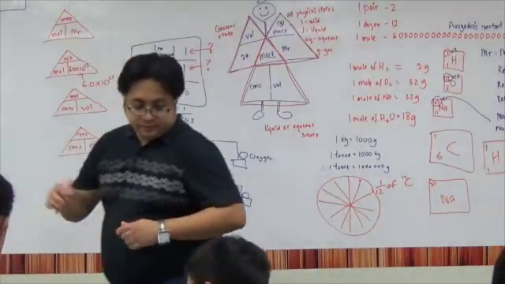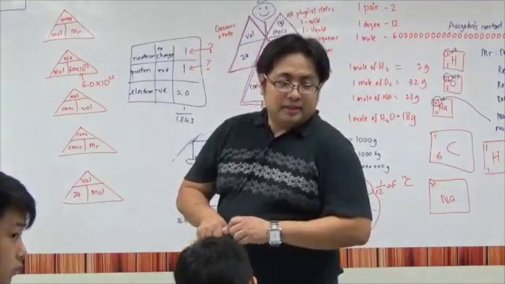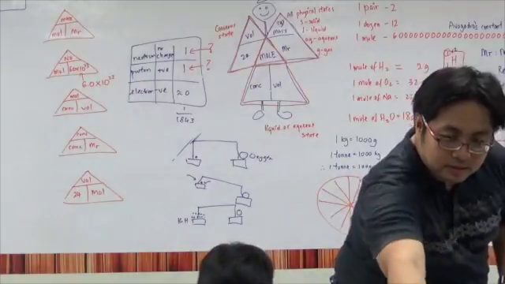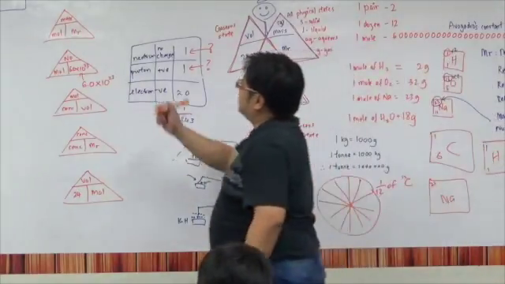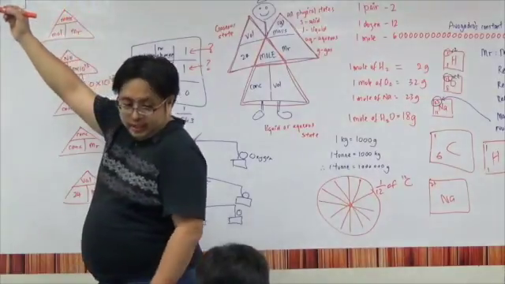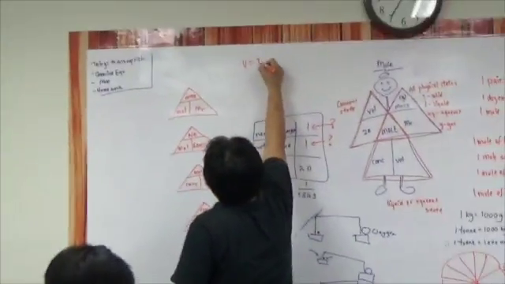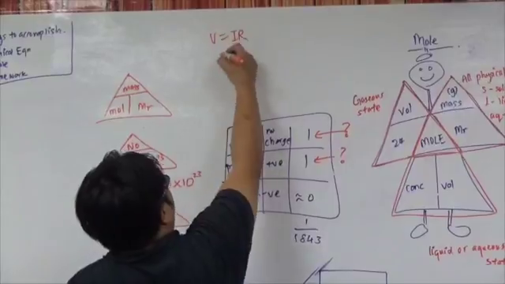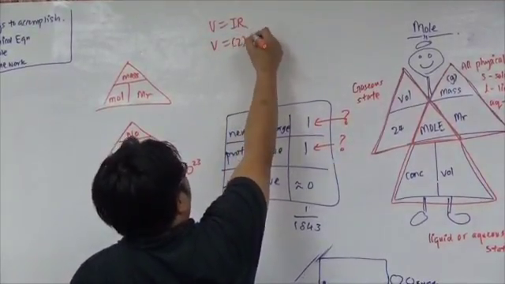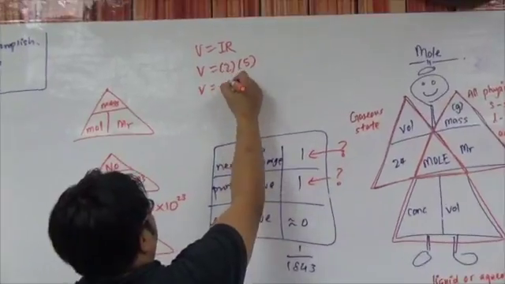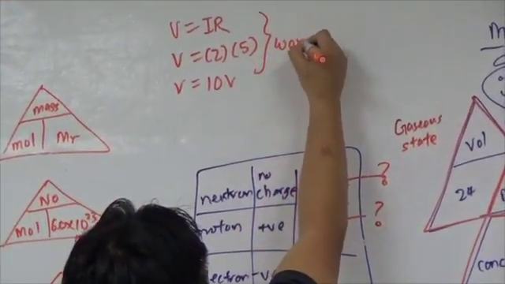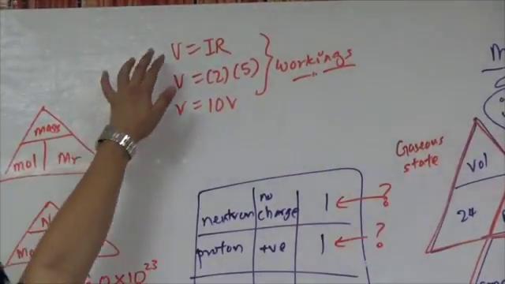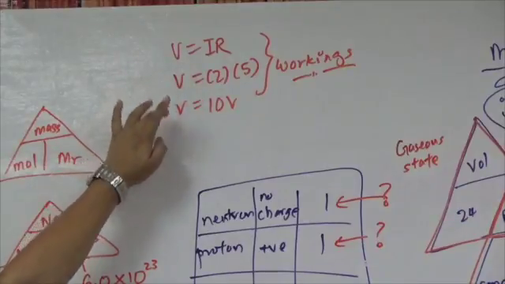For example, let's just say that you want to use this formula, V equals IR, right? So write it down, and then substitute: V, then you know your I, which is 2, and the resistance, let's say, is 5. So V is equal to 10 volts. This is what I call workings. Which means write down the formula that you're going to use, do a proper substitution, and then the final answer.